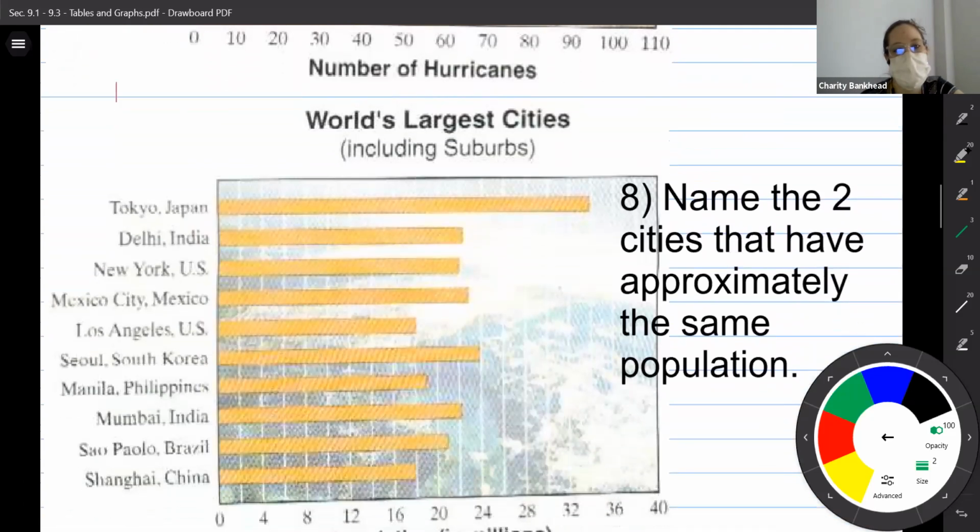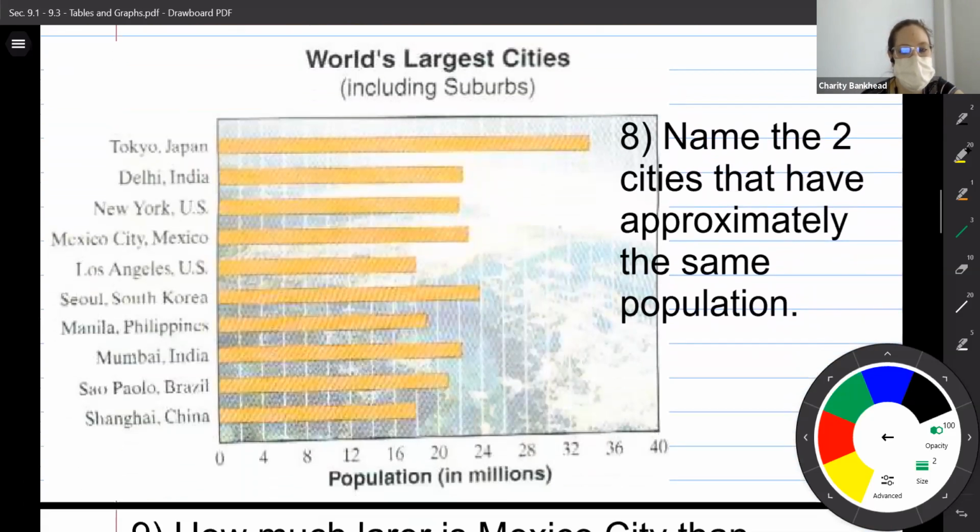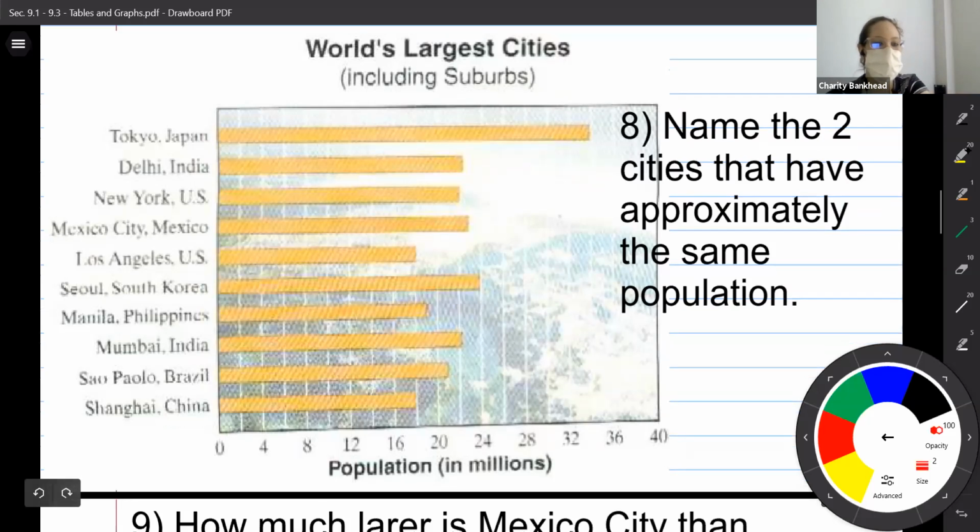And then the next graph is a bar graph showing the population for some of the world's largest cities. And question number 8 says, name the 2 cities that have approximately the same population. So it's a little bit hard to tell exactly. If you're doing this on the computer or on a test, we would make sure that it's a little bit easier to determine, but we're just going to get as close as we can for our purposes. There's a couple that look pretty close. LA and Shanghai look really close. I'd say that's probably the closest, although Delhi and New York look pretty close as well. But I think LA and Shanghai look the closest to me.